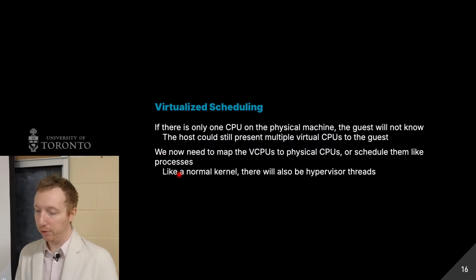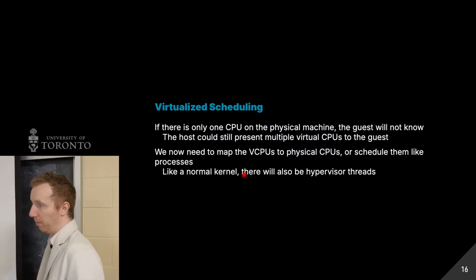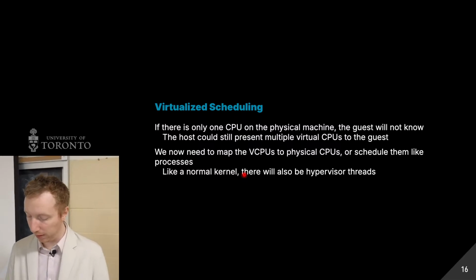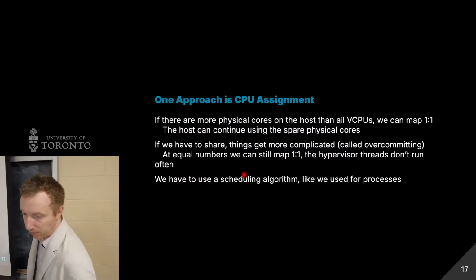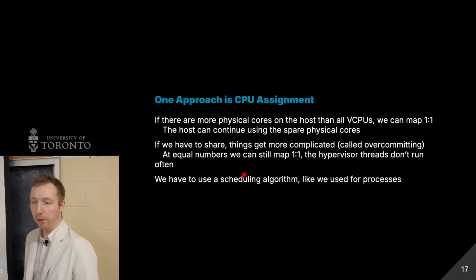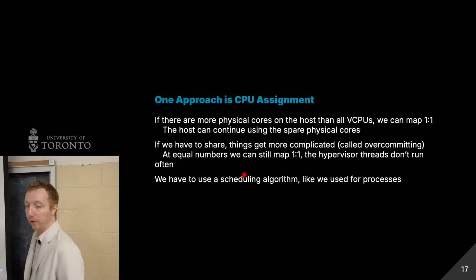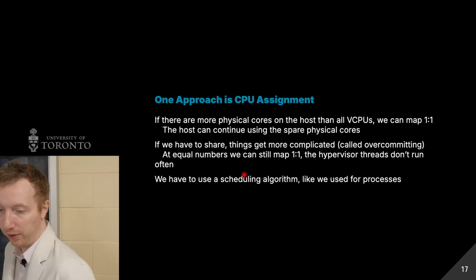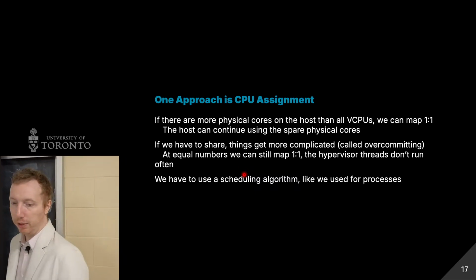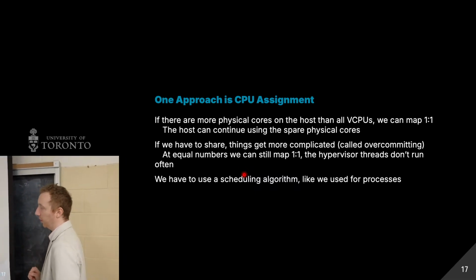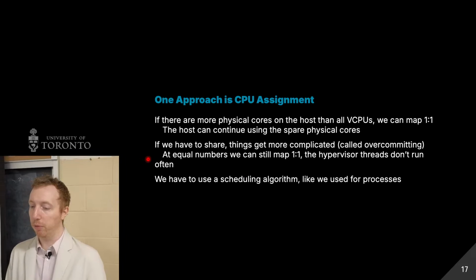So like a normal kernel, there's also hypervisor threads that keep control of the actual hardware that would interrupt them, take them off if they are running, or monitor all of the limits. So like with scheduling, one approach is CPU assignment. So if there's more physical cores on the host than all the virtual machines or all the vCPUs across the virtual machines, you can just map them one to one. The host can continue using any spare cores, and it can be configured just to not touch the other ones. If you have to share, things get more complicated.